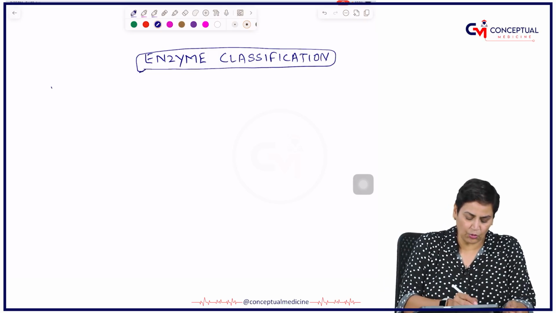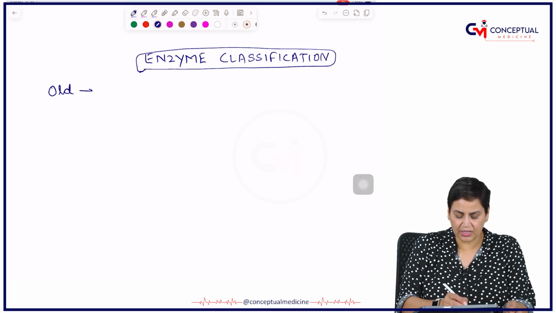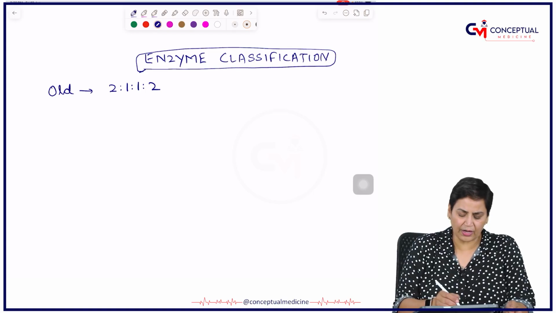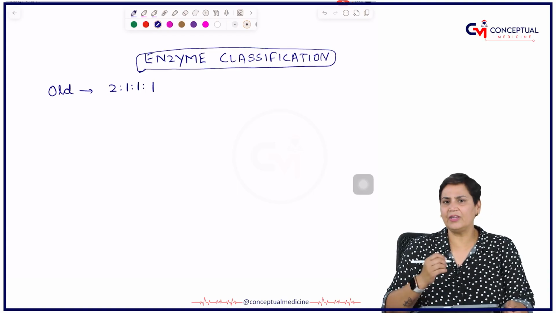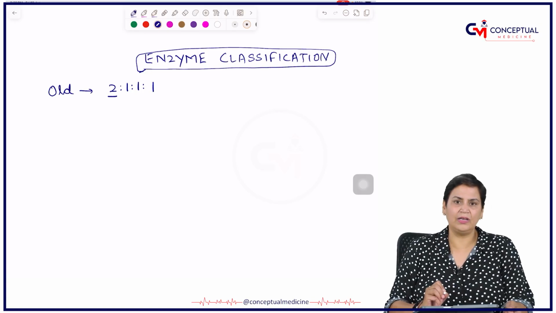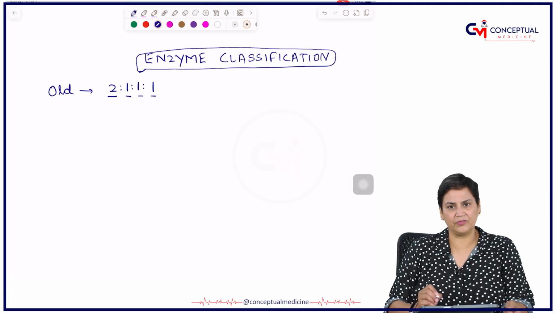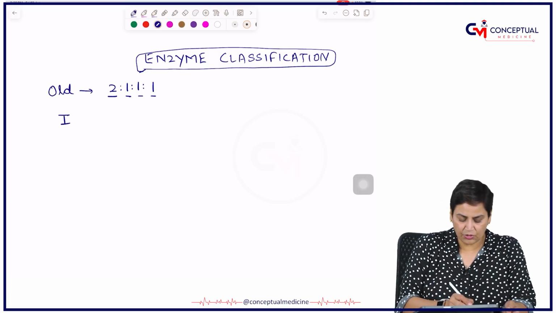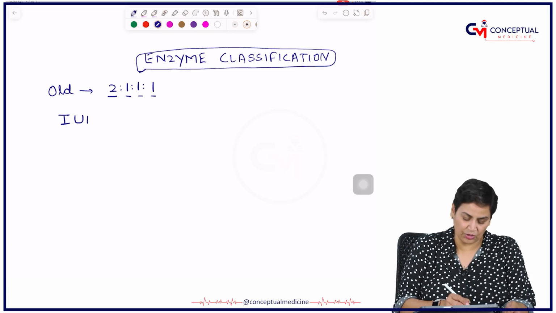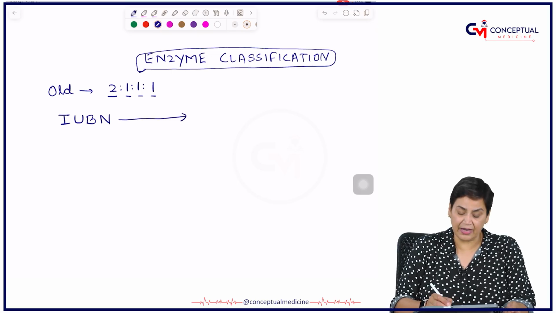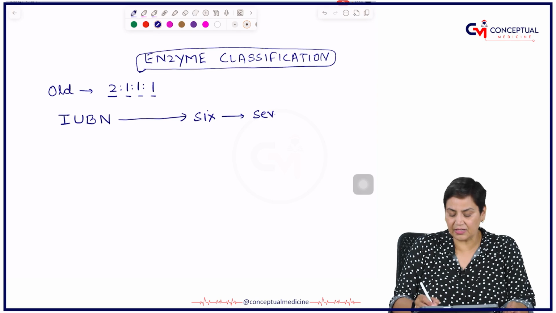Say for example, the old way of classification was like 2, 1, 1, 1. So it was a very tedious one. You have to name the enzyme to which class it belongs, subclass, group transferred, subgroup transferred. But as per IUPAC, or you can say International Union of Biochemistry nomenclature, these enzymes were divided into 6 classes. Now one more has been added, so I can say 7 classes of enzymes.